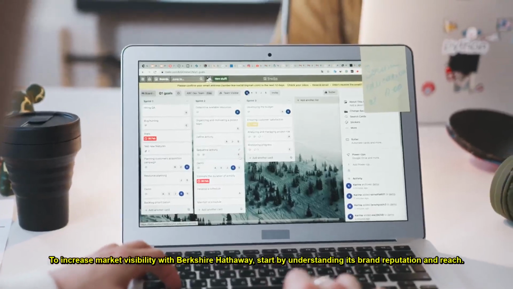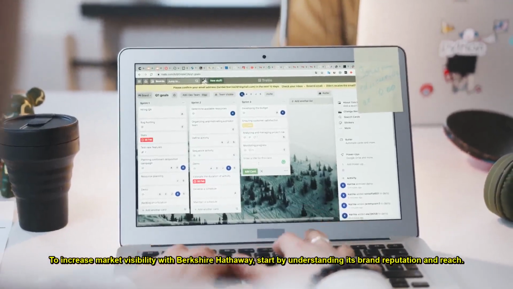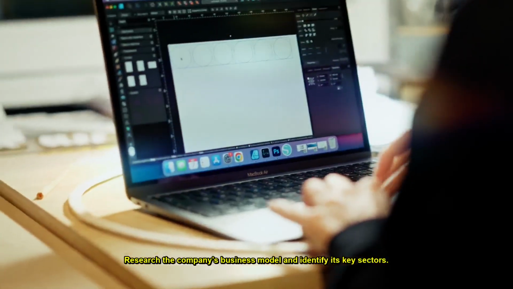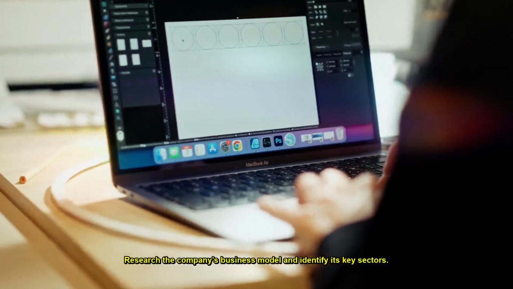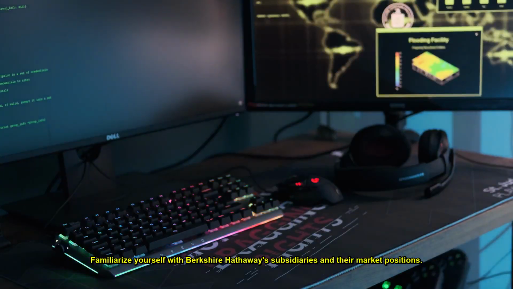To increase market visibility with Berkshire Hathaway, start by understanding its brand reputation and reach. Research the company's business model and identify its key sectors. Familiarize yourself with Berkshire Hathaway's subsidiaries and their market positions. Assess your current market visibility and where improvements can be made.